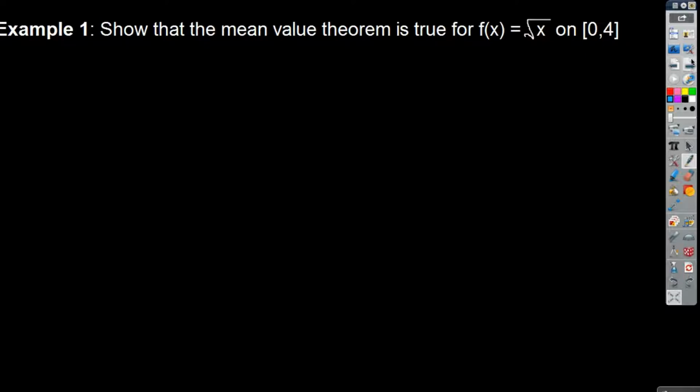So we have example 1. It says, show that the mean value theorem is true for f of x equals the square root of x on the closed interval 0 to 4. And I shouldn't say that it's true, but we want to show that the conditions are met. So don't say this, we want to say the conditions are met.